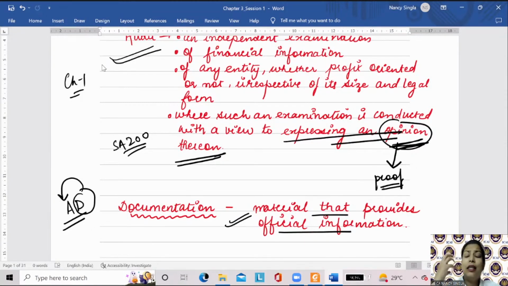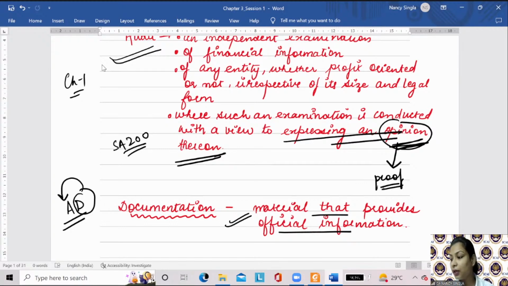Now, since audit documentation and audit evidence play a very important role in the audit of the financial statements, there are SAs, Standards on Auditing, which prescribe how all the auditors across the country will maintain audit documentation. They contain the various provisions with respect to audit documentation and audit evidence. So we'll be discussing all these SAs.